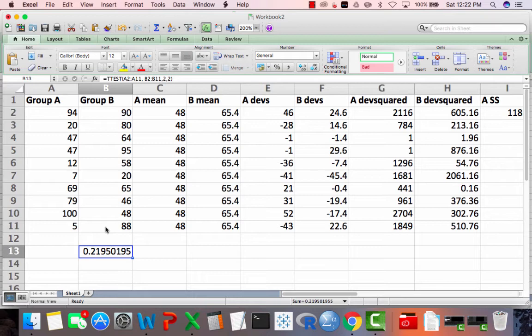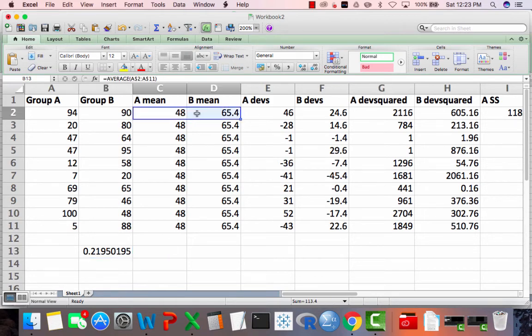Again, the way we can interpret that is that if we did this study 100 times, and in reality there was no difference between A mean and B mean, they were exactly equal out there in the population, but if we did this study 100 times, pulling 10 people for each group every time we did the study, we would get a difference this large 21.95% of the time.